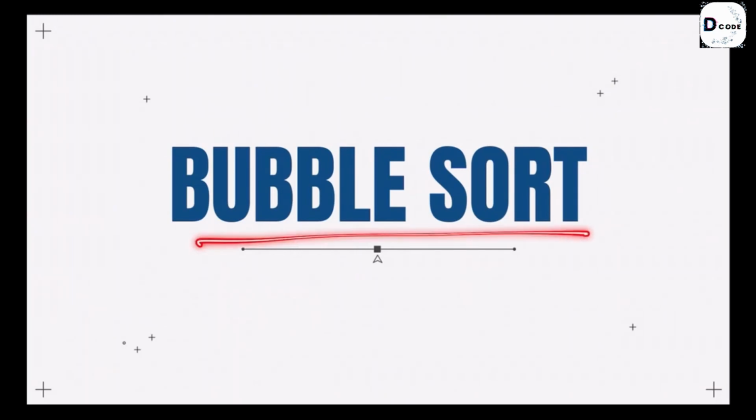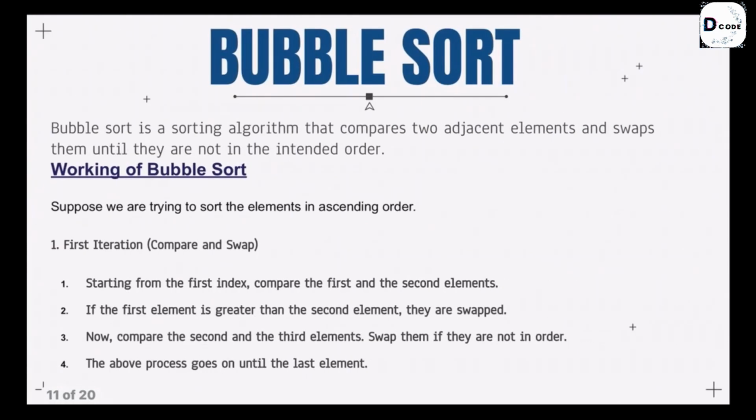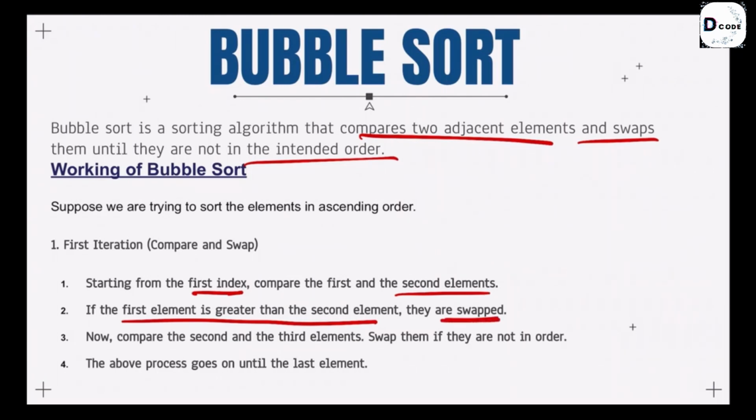Let's understand bubble sort. In bubble sort, it will compare two adjacent elements and swap them until they are in intended order. Let's see the working for bubble sort. It will compare the first index with the second element, and if the first element is greater than the second element, the elements are swapped.